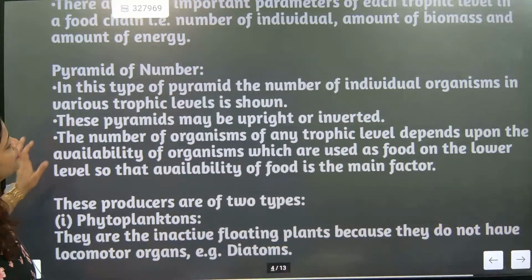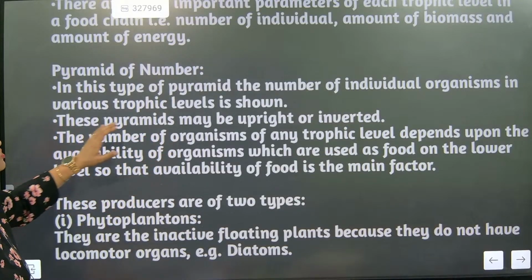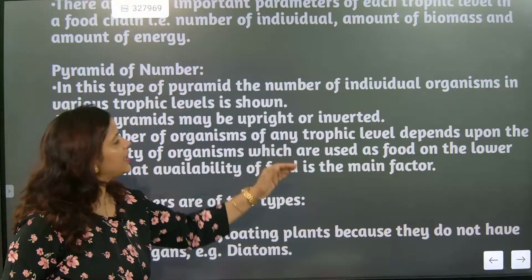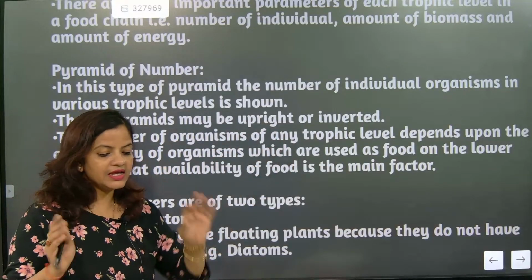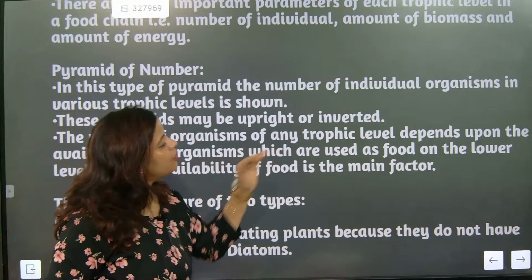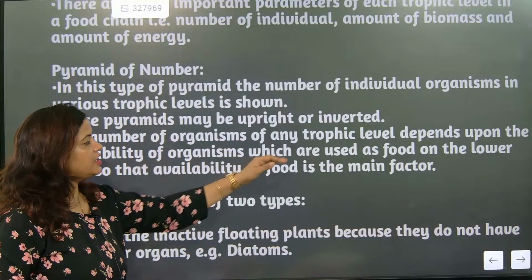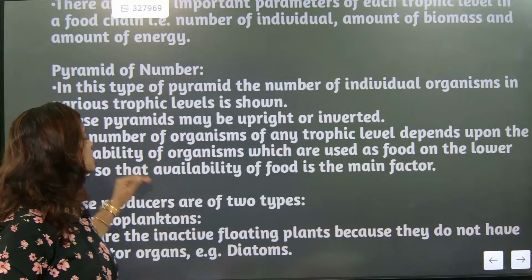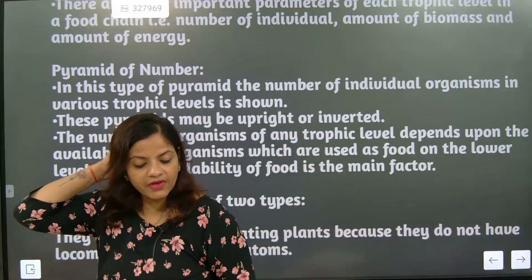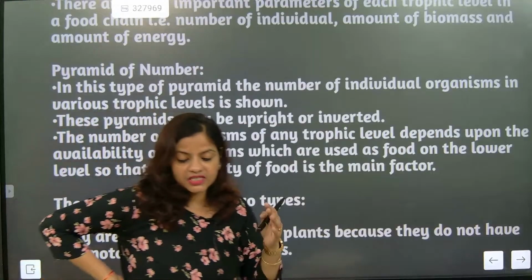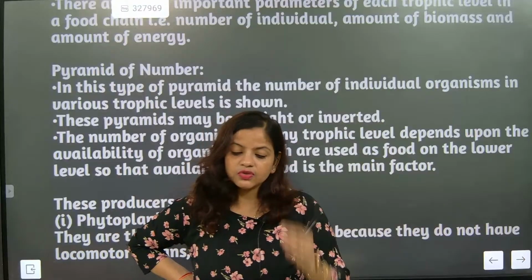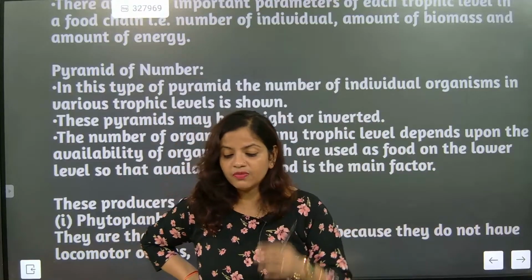Now in this type of pyramid, the number of individual organisms in various trophic levels is shown. That we have already discussed. Next, these pyramids may be upright or inverted. Either you can take it like this, or you can take the inverted pyramid. The number of organisms at any trophic level depends upon the availability of organisms which are used as food by the lower level, so availability of food is the main factor. From one level to another, the availability of food is one of the most important factors, and each level should have it. That is one of the major criteria.